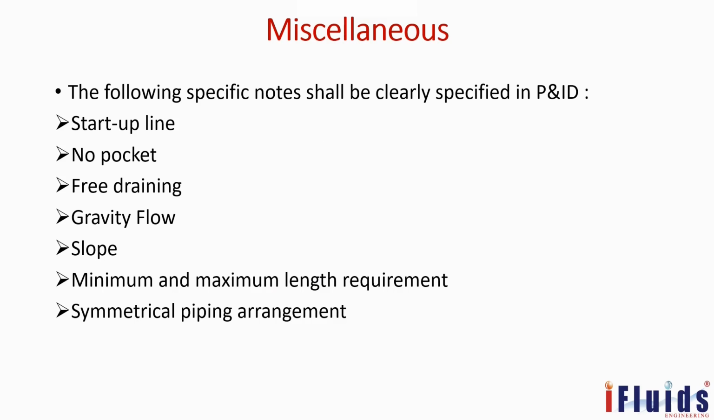Then minimum and maximum length requirement. In the first slide we have seen the minimum drain requirement. What are the minimum length requirements? Then symmetrical piping arrangement. Symmetrical piping arrangement means, if there are two pumps A and B, or two or three compressors A, B, C, the piping arrangement should be symmetrical, with the same elevation and same length, for the suction header as well as the discharge header. It should not be a different piping arrangement.